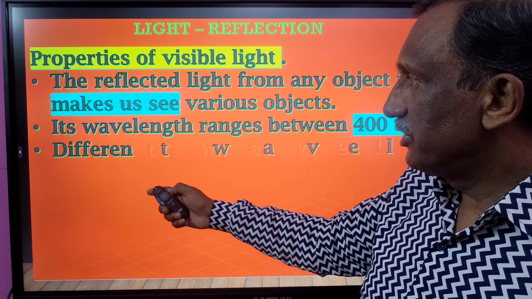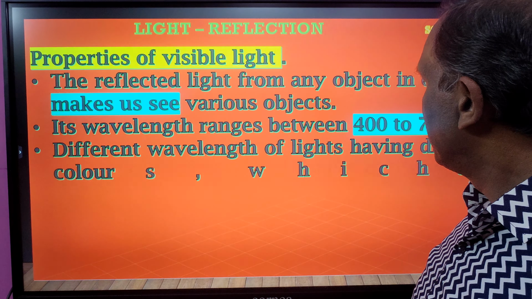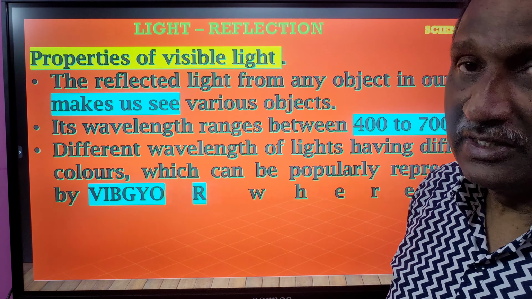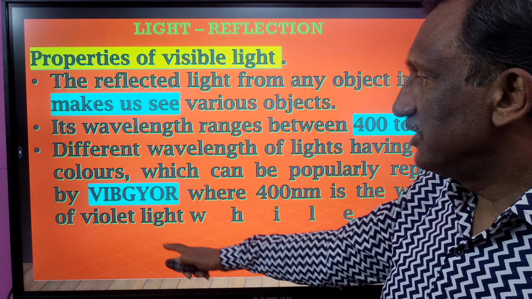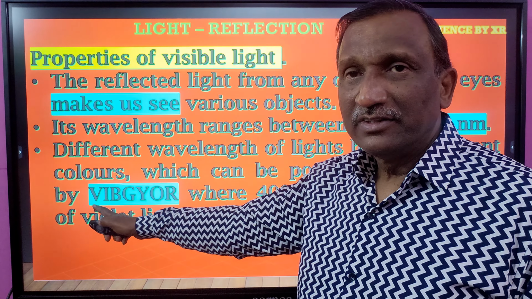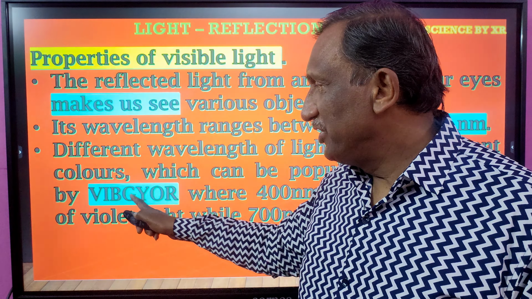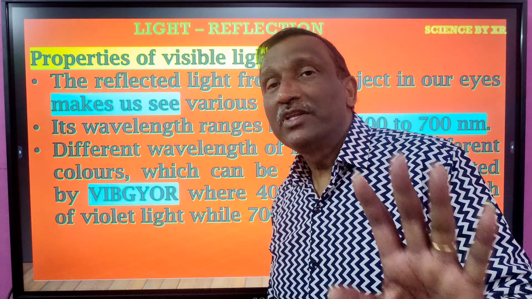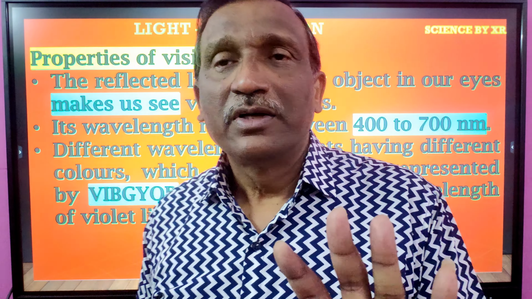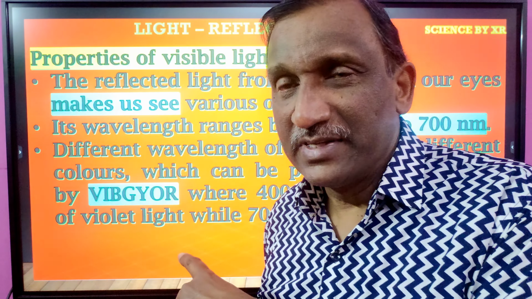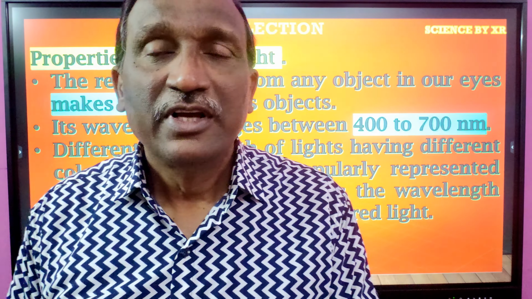These 2 points we already studied. Different wavelengths of light have different colors, and these colors are defined as V, I, B, G, Y, O, R. Now, one thing I will make clear. Newton has given these 7 colors. According to him, the rainbow has 7 colors.